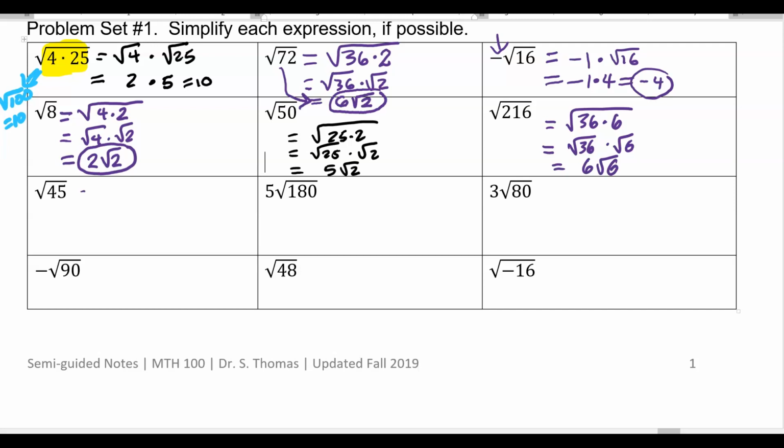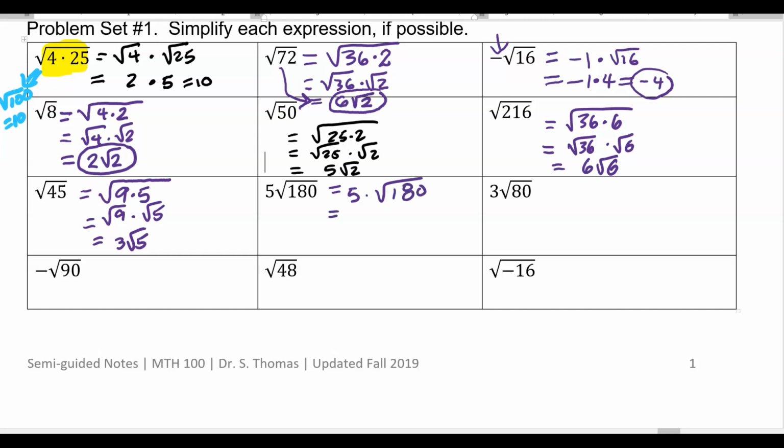What about the square root of 45? What perfect square divides into 45? 9. So we can split that up as the square root of 9 times the square root of 5 to get 3 radical 5. And notice the next one, we have a 5 on the outside. What does this 5 on the outside mean? It's just 5 times the square root of 180. So it really doesn't mean anything other than this is being multiplied times 180.